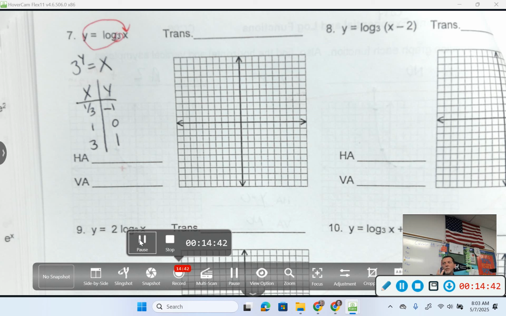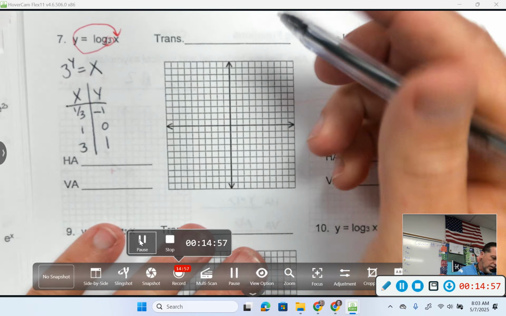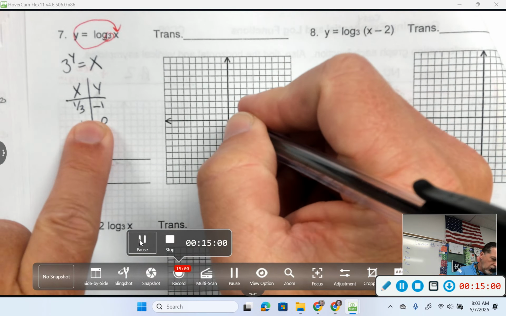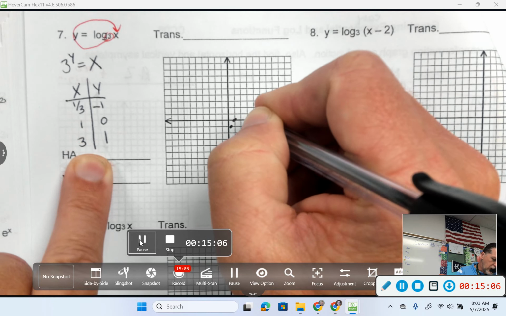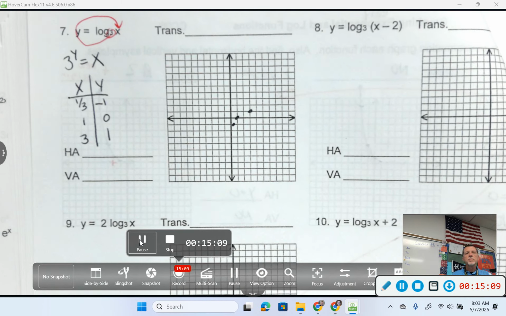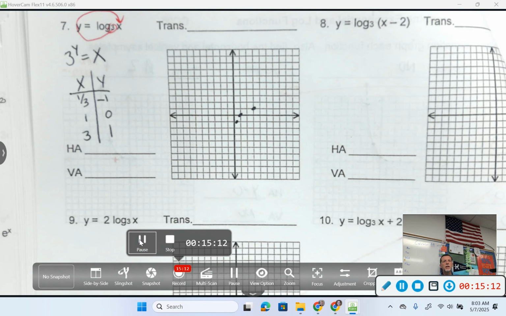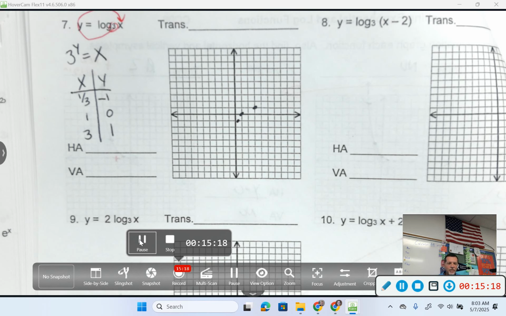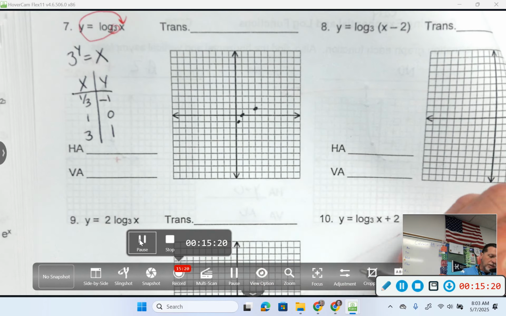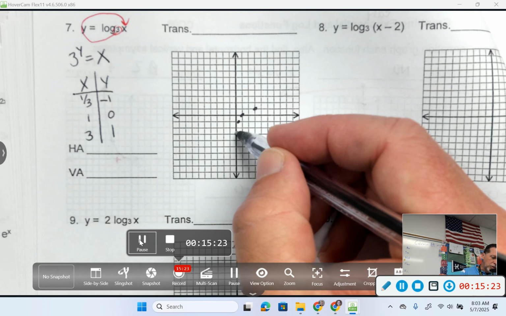Hey, there's a mathy name for when we flip the x and y. Starts with an I. Inverse. So that means, what we kind of already knew, exponents and logs are inverses of one another. So this graph is going to be the inverse of the exponent graph. Okay, over 1/3, down 1. Over 1, up 0. Over 3, up 1. And we could do that same stuff with the 2s and the 9s, but we did it once. We kind of got the feel of this. Like 9, 2 would probably be on this graph, and then 1/9, -2 would be on this graph.